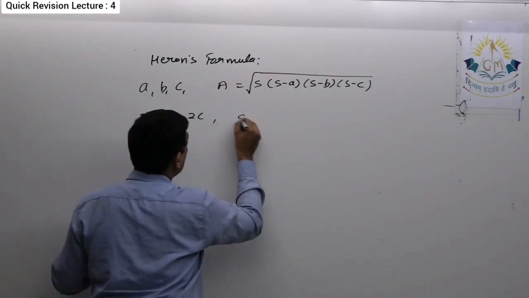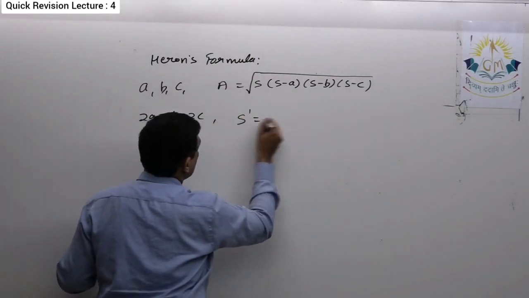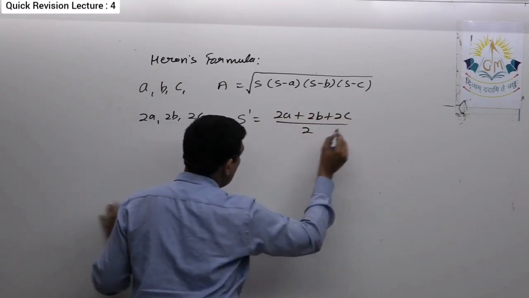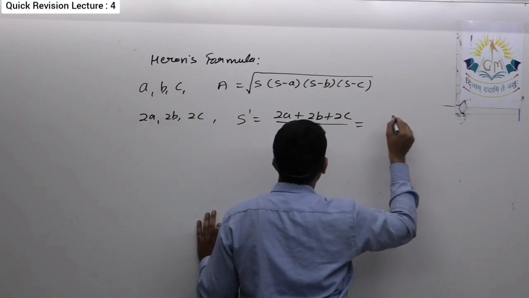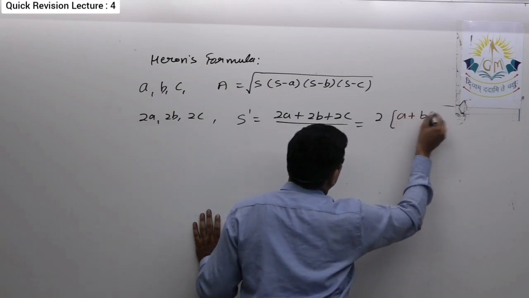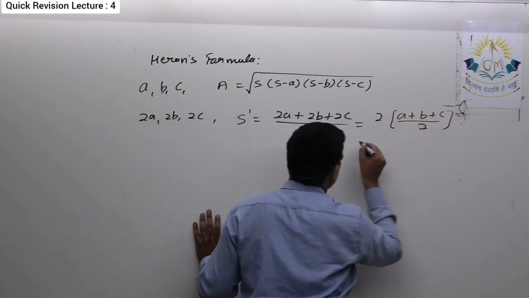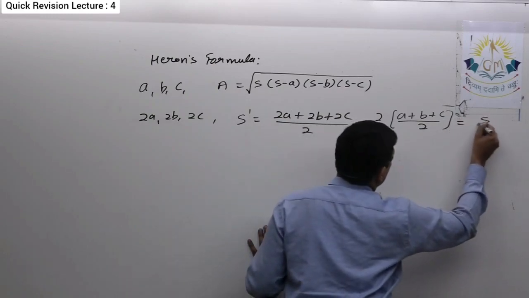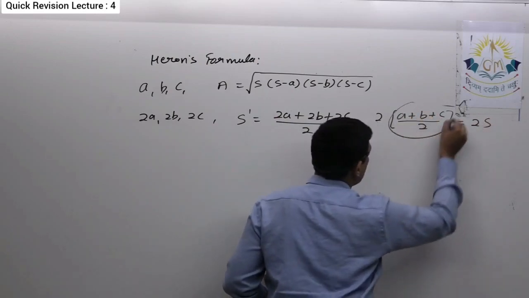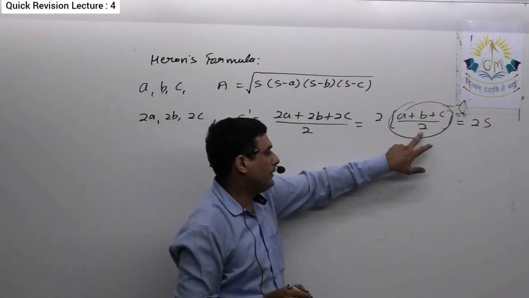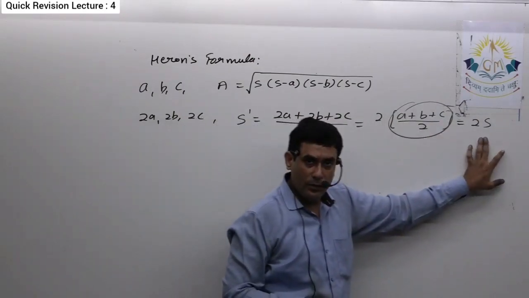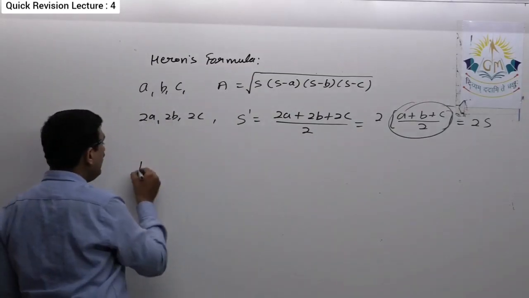So what will be the new semi perimeter? This will be 2A plus 2B plus 2C by 2. That is, if I take 2 common, it is 2 times A plus B plus C by 2. Okay, that means I can write this as 2S. This quantity is the semi perimeter, A plus B plus C by 2, and twice of it, that means the new perimeter will be double the original perimeter.